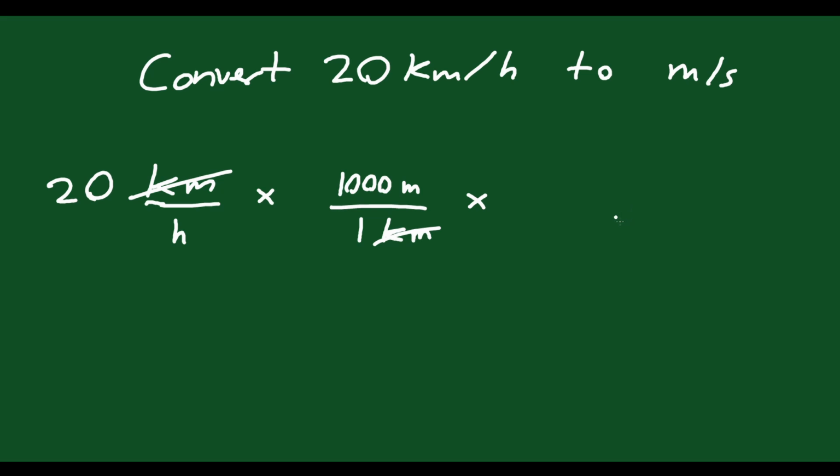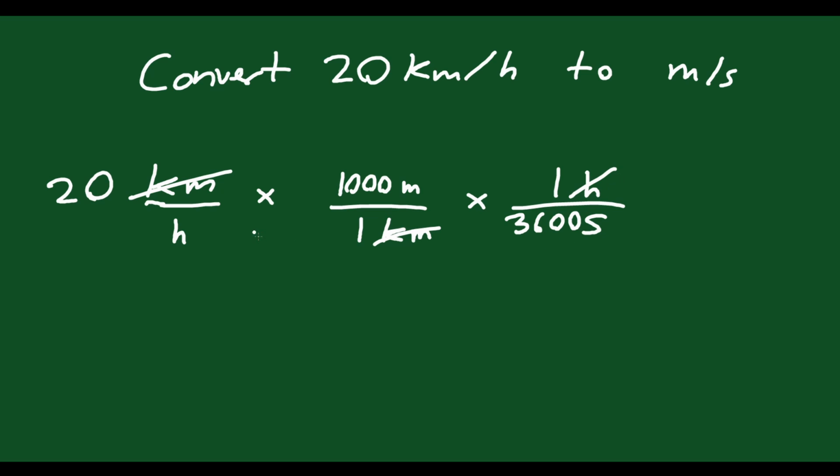Now I want to get rid of hours. So I need a conversion for hours to seconds. Well, I want my hours to cancel, so I'm going to put my hours on the top and my seconds on the bottom. So how many seconds are there for every hour, right? Well, for 1 hour you have 3,600 seconds. And you could figure that out because there's 60 seconds in a minute and 60 minutes in an hour. So 60 times 60, that gives you 3,600. So you can do that as well.